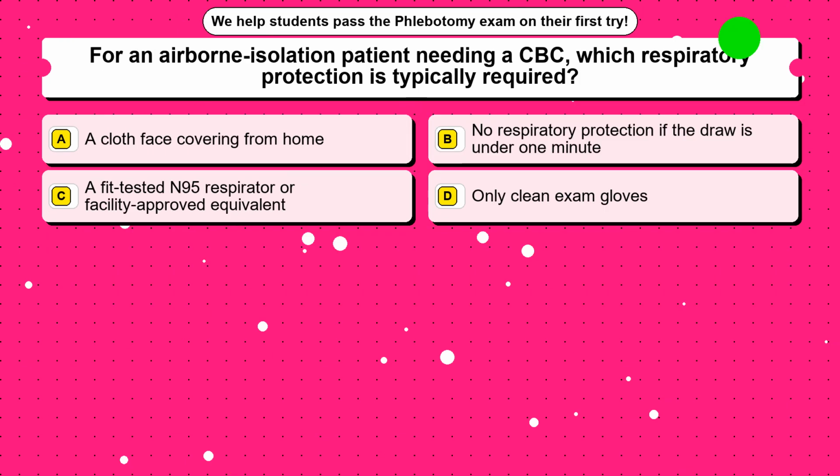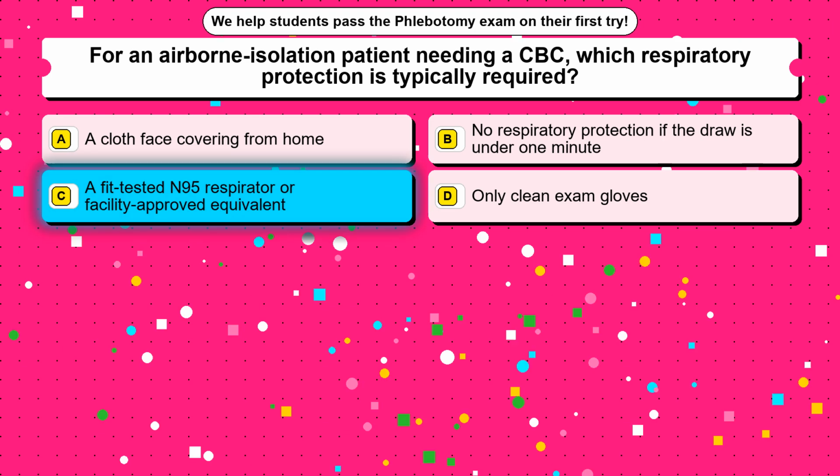Question 11. For an airborne isolation patient needing a CBC, which respiratory protection is typically required? Option A. A cloth face covering from home. Option B. No respiratory protection if the draw is under 1 minute. Option C. A fit-tested N95 respirator or facility-approved equivalent. Option D. Only clean exam gloves.